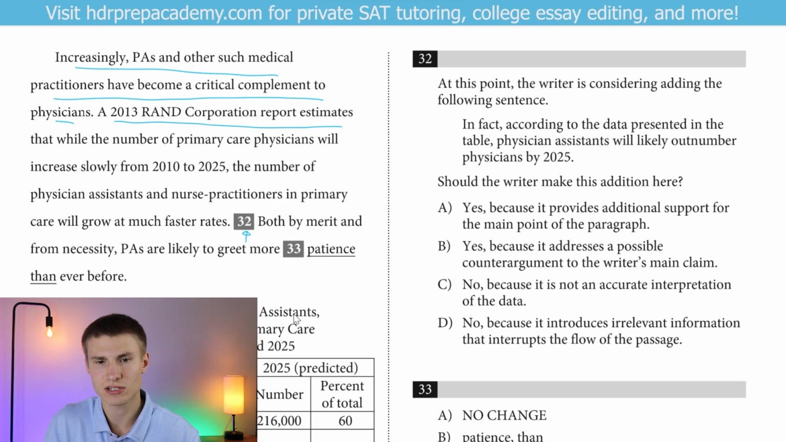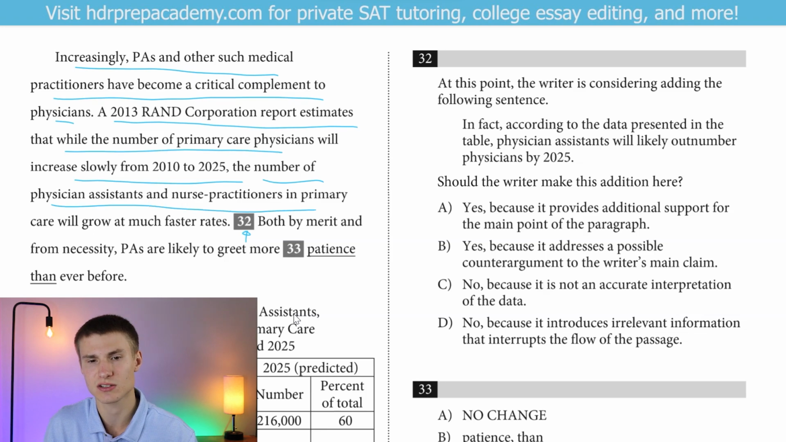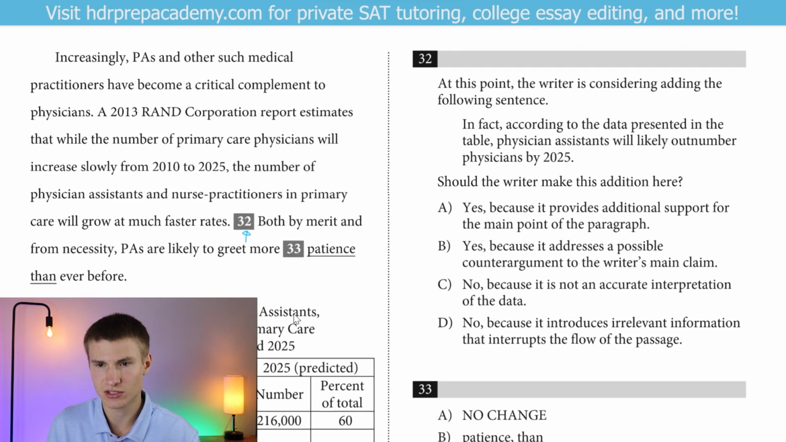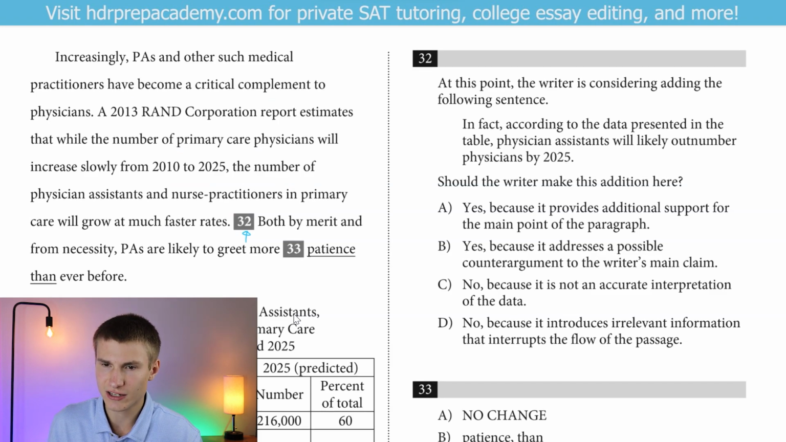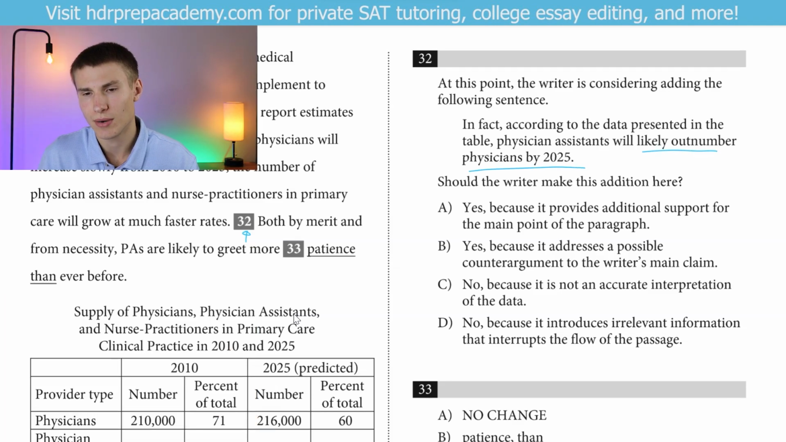Two physicians. A 2013 RAND Corporation report estimates that while the number of primary care physicians will increase slowly from 2010 to 2025, the number of physician assistants and nurse practitioners in primary care will grow at much faster rates. All right, now answering number 32, we're told the writer is considering adding the following sentence. Should the writer make the addition here? The sentence says, "In fact, according to the data presented in the table, physician assistants will likely outnumber physicians by 2025."